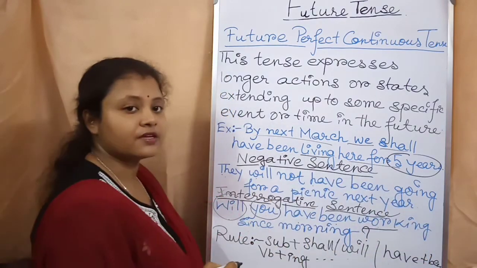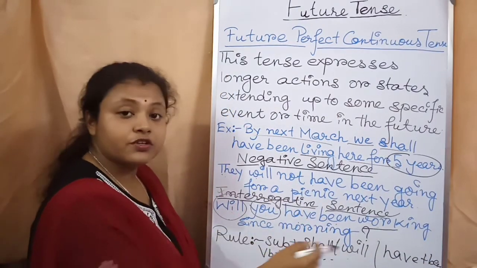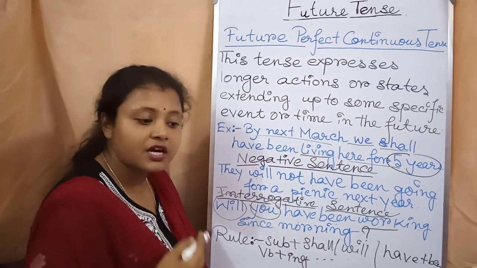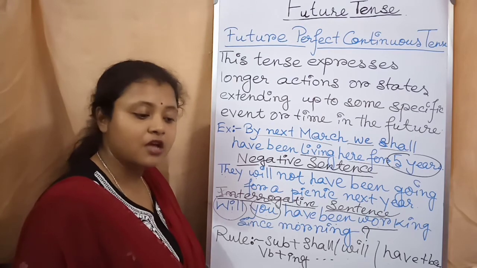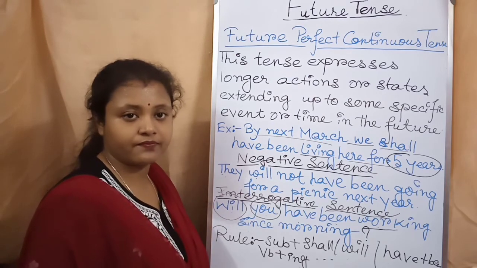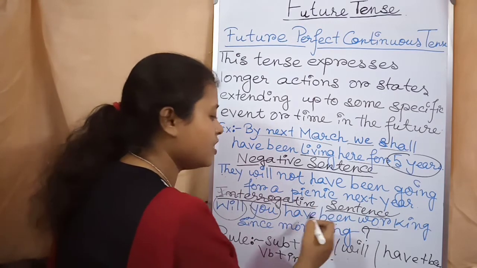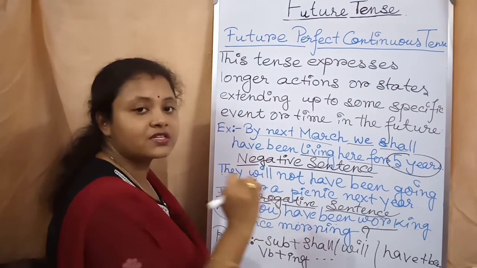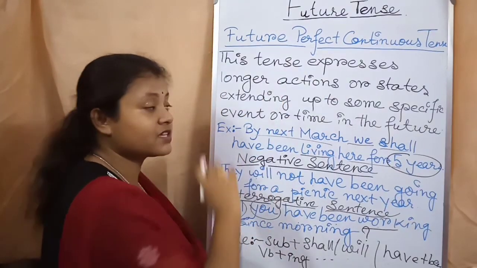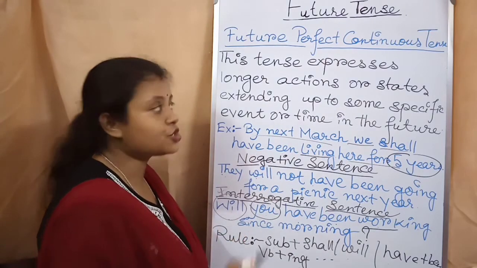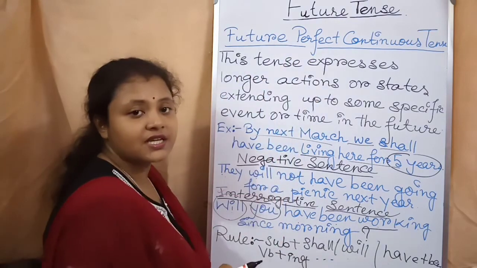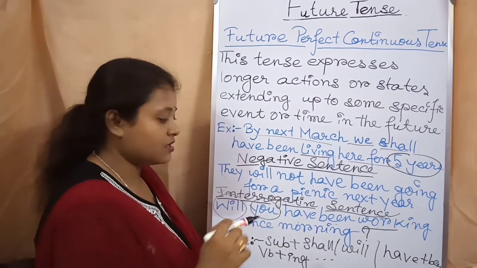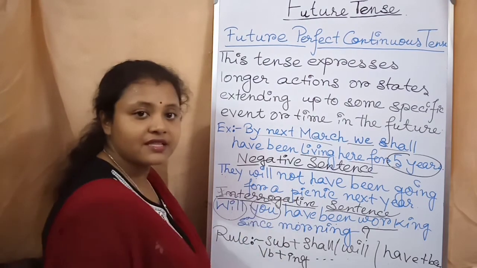Then ing, because it refers to the continuation. Have been walking refers to the continuation of an action for a longer period of time. Since morning, the specific time is mentioned. I told you, a specific time has to be mentioned in future perfect continuous tense. So that is why I have used here future perfect continuous tense.